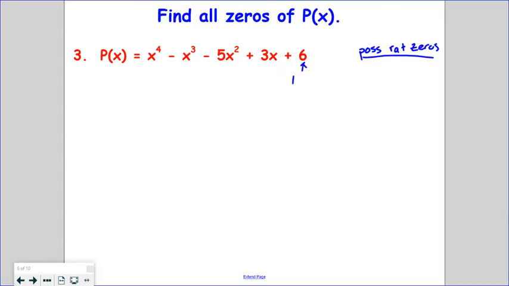Factors of 6 over factors of 1, which is just 1. That always makes our list a lot shorter. Plus or minus 1, plus or minus 2, plus or minus 3, plus or minus 6. Okay, so you guys are going to type that into your calculator.